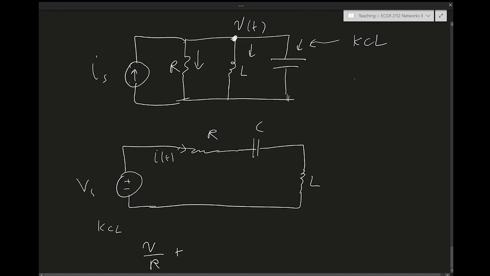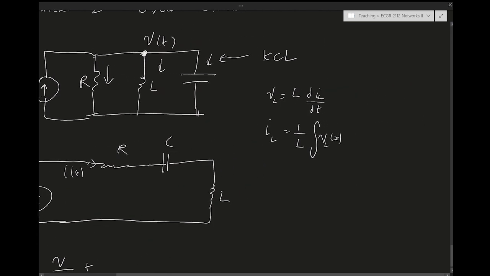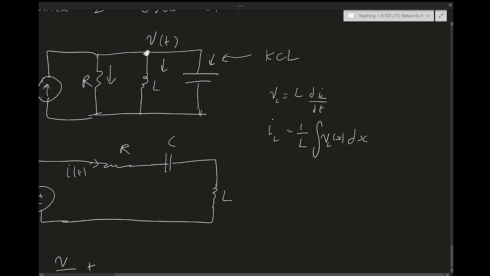So the inductor has this property, right? V_L equals L di/dt, and the inverse, we have to invert differentiation, so I_L is just going to be 1 over L, the integral of V_L(x) dx. x is a dummy variable, and we're integrating from the starting time of the transient to the end time of the transient, right? Plus some initial condition.